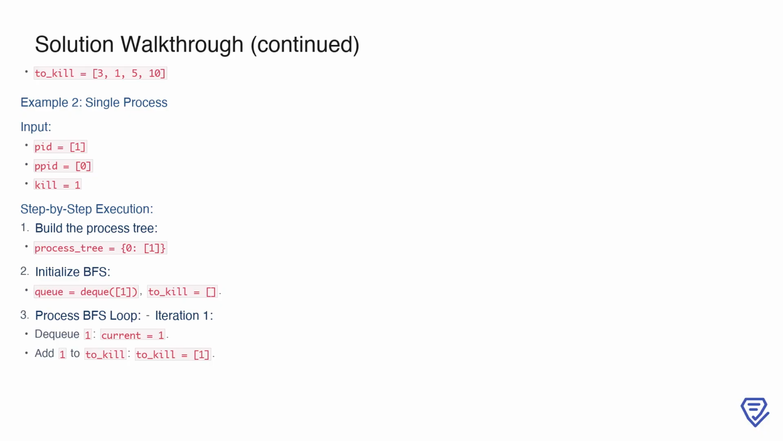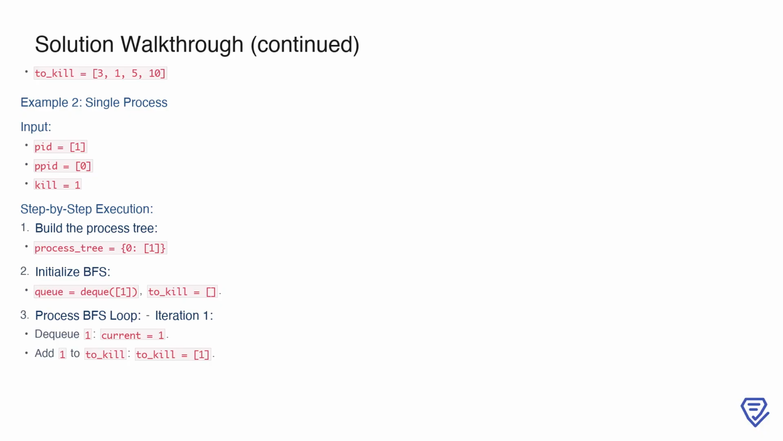Now, let's look at another example with a simpler scenario. Here, we have only one process, 1, with a parent of 0. The process to kill is 1. First, we build the process tree, which is straightforward. Process 1 is the only child of 0.